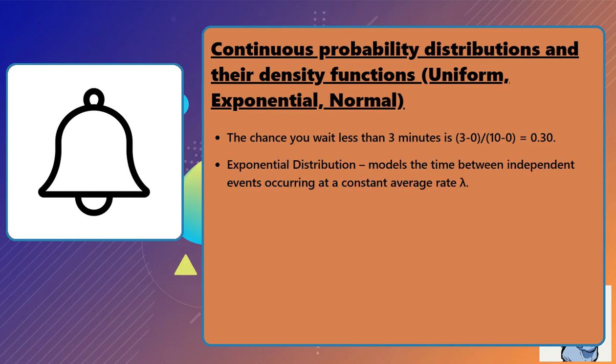Exponential distribution models the time between independent events occurring at a constant average rate lambda. f(x) = lambda e^(-lambda x) for x ≥ 0. Mean mu equals 1 divided by lambda. Variance sigma squared equals 1 divided by lambda squared.